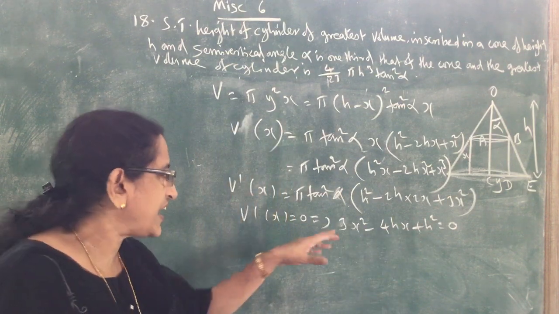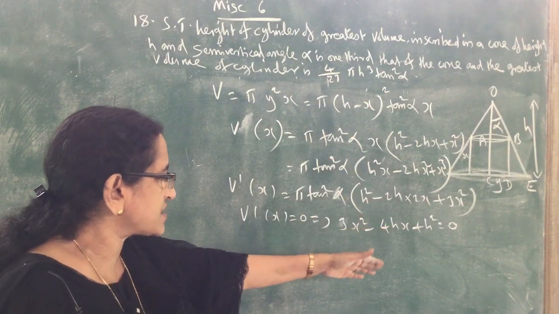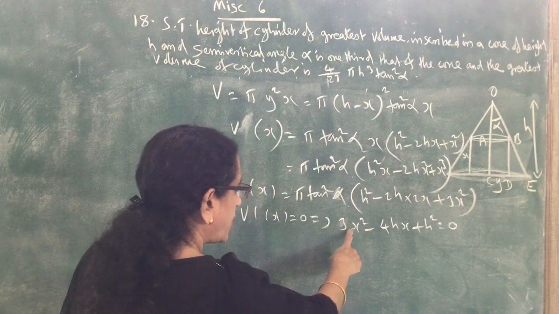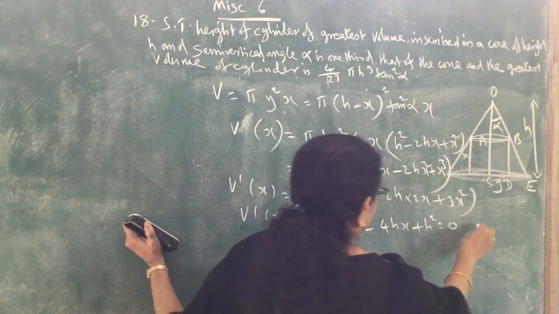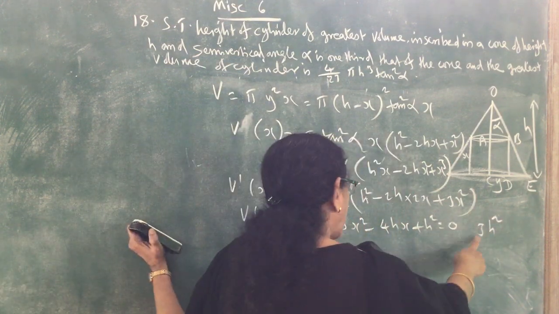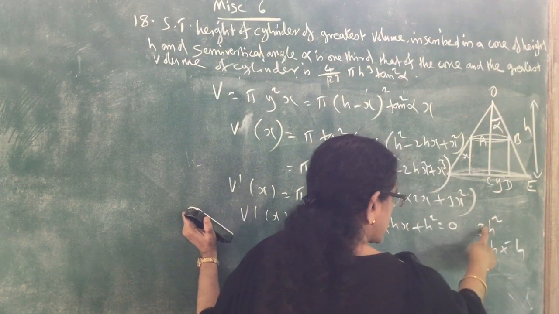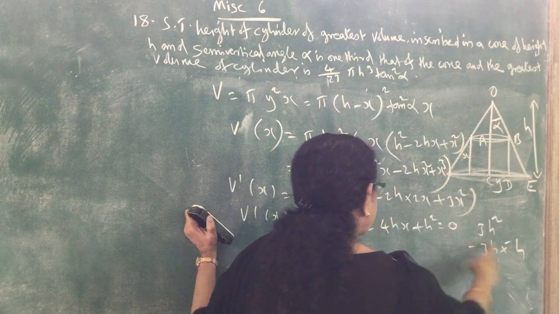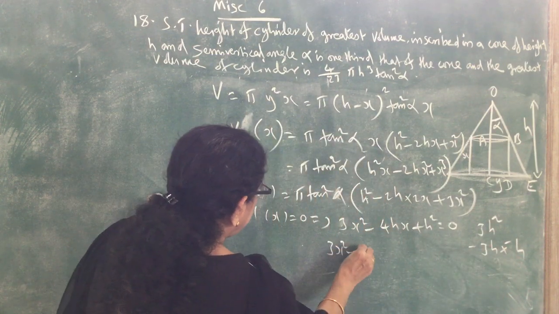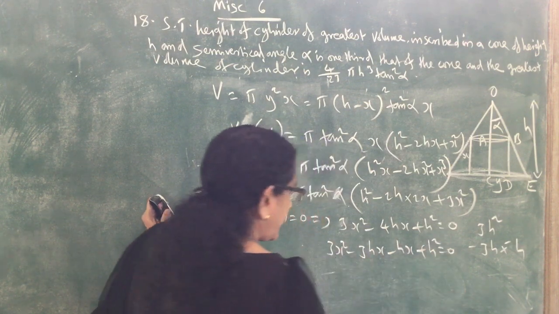Now remember, the variable here is x, and we want to find x. This is a quadratic equation in terms of x, or you can factorize. The coefficient of x square is 3 and the constant is h square, so the product is 3h square and the sum is minus 4h. So minus 3h and minus h. We get 3x square minus 3hx minus hx plus h square equal to 0.